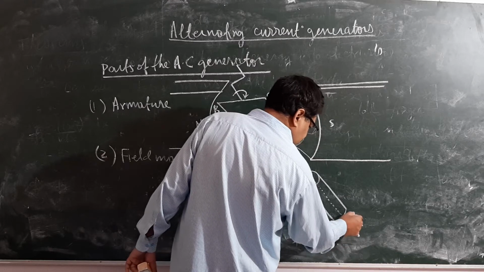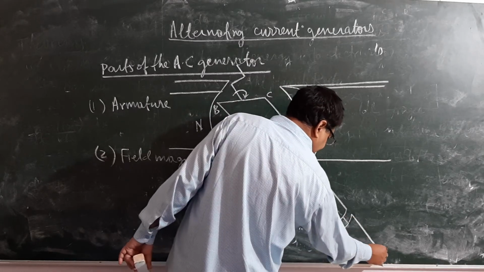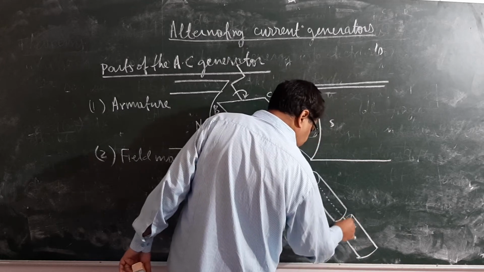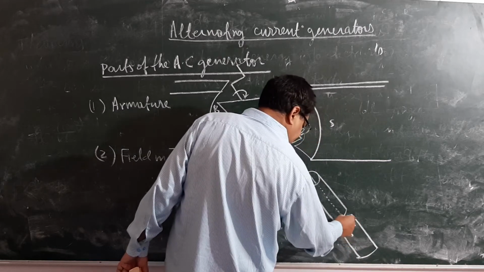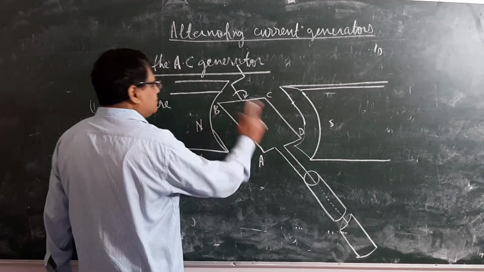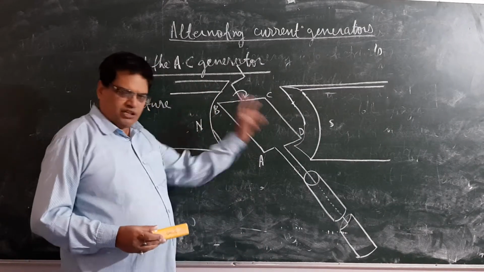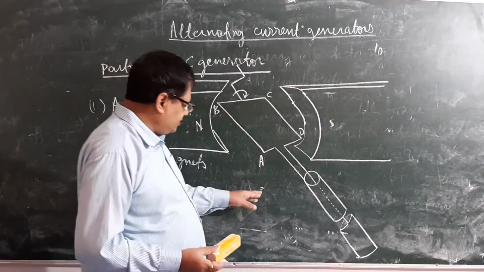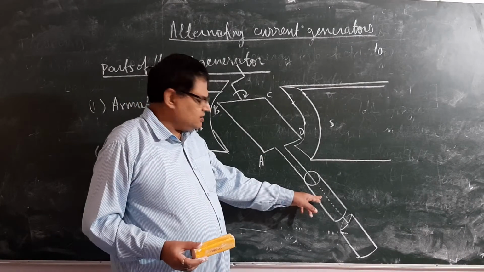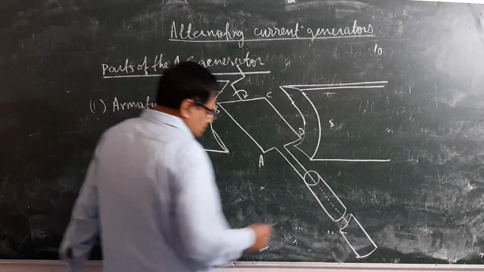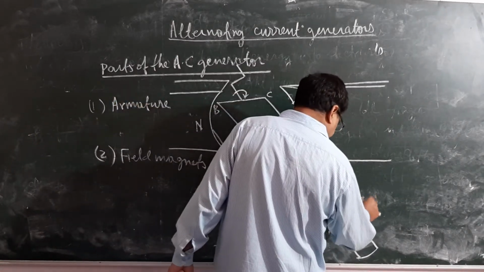So we have two slip rings connected to each of these terminals. So they are connected like this. So when this armature rotates, then this terminal will also rotate, and along with this terminal, this slip ring will also rotate. So these are the two slip rings.